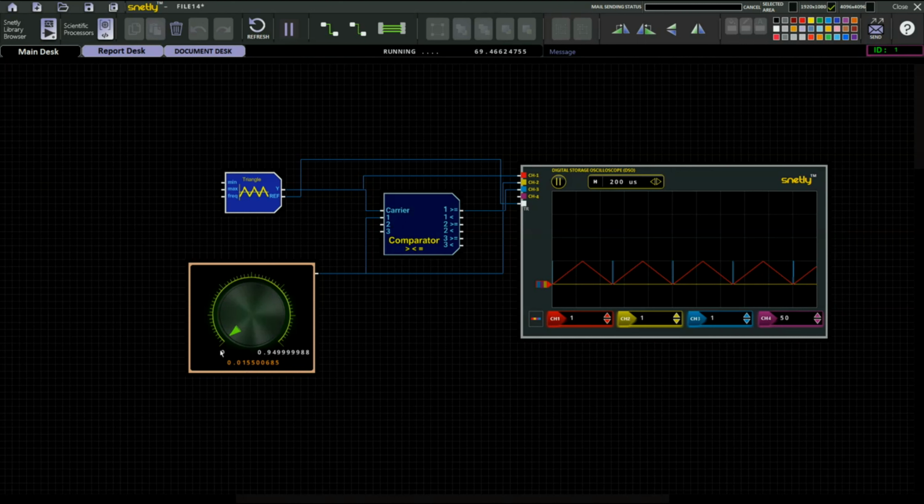Here initially it is 0, and our condition is greater than or equal to. Equal to means the knob value as well as the triangle value is 0, so we are getting an output pulse. By changing the knob value, our duty cycle is increasing. You can observe it here. This is the real time duty cycle control.